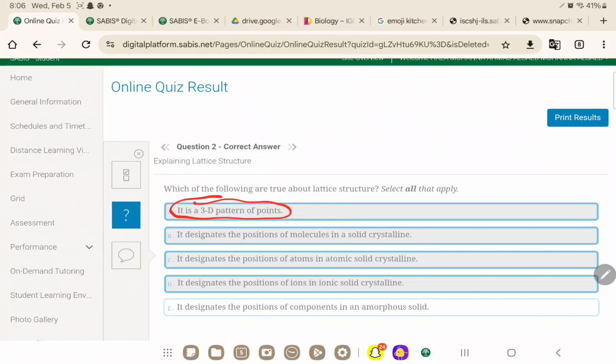It's gonna be 3D. It designates the positions of the molecules in a solid crystalline. Yes. Atoms in an atomic. Yes. Ions in an ionic. Yes. If it says molecules in solid, then it's correct. If it says atoms in atomic, of course. Ions in ionic, yes. Components in amorphous solids? No. What does that have anything to do with it?